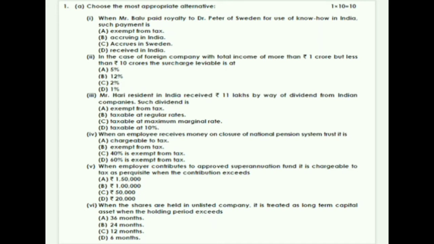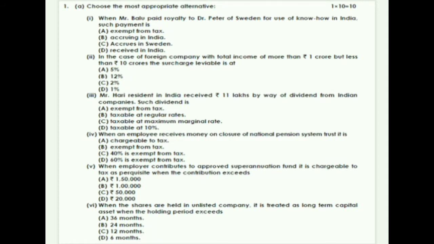Next question is, when an employee receives money on closure of the National Pension System trust, it is: chargeable to tax, exempted from tax, 40% exempted from tax, or 60% exempted from tax. The existing provision of section 10(12)(a) says that the payment from the National Pension System (NPS) trust to an employee on closing his or her account will get an exemption up to 40% of the total payable. So the option here will be C, 40% is exempted from tax. Okay, clear? Now let's see question number 5.